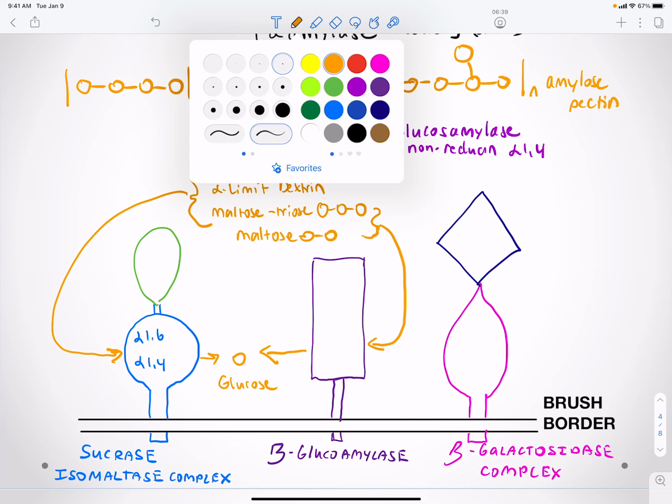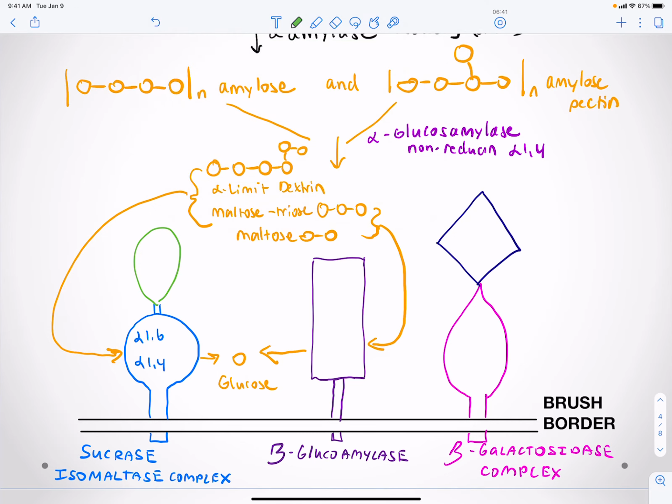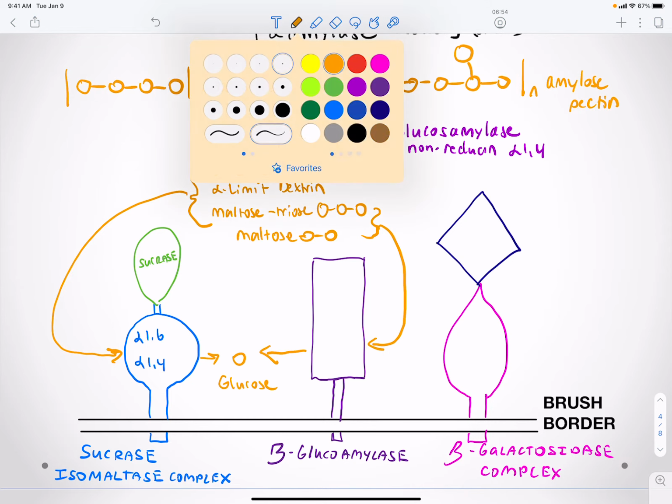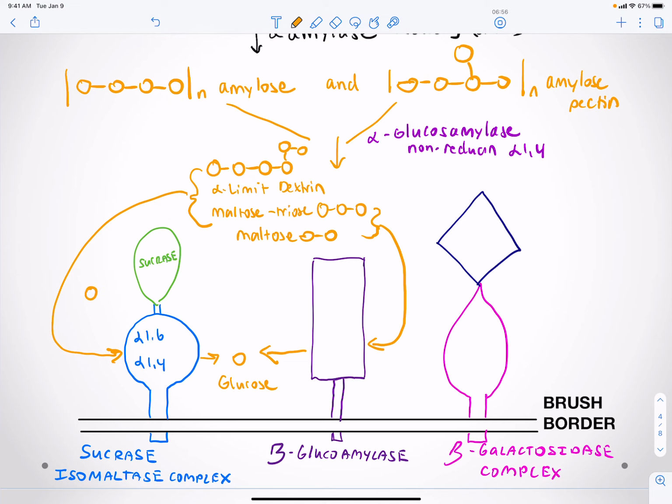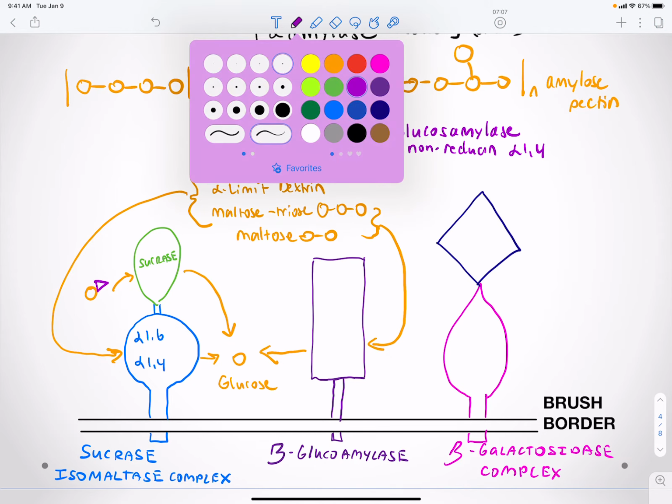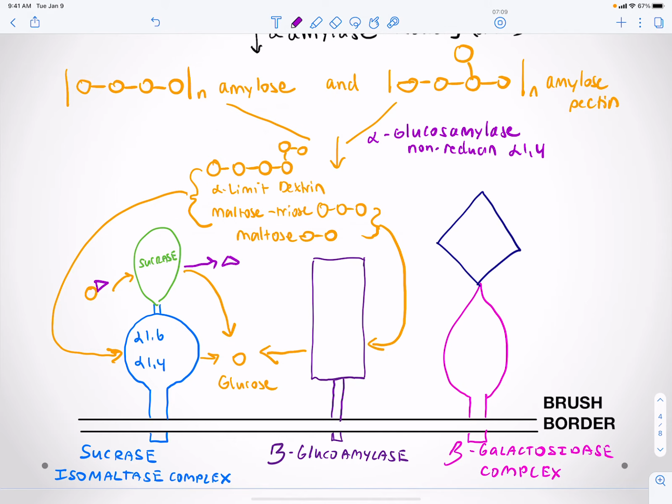Your sucrase portion up here, this is going to be able to take your sucrose, which is glucose and fructose, and you're going to feed it through here, and you're going to get a glucose out, and you're also going to get a fructose.